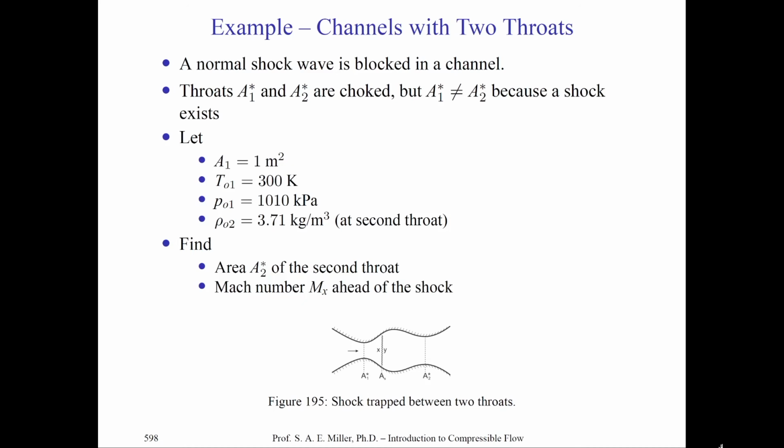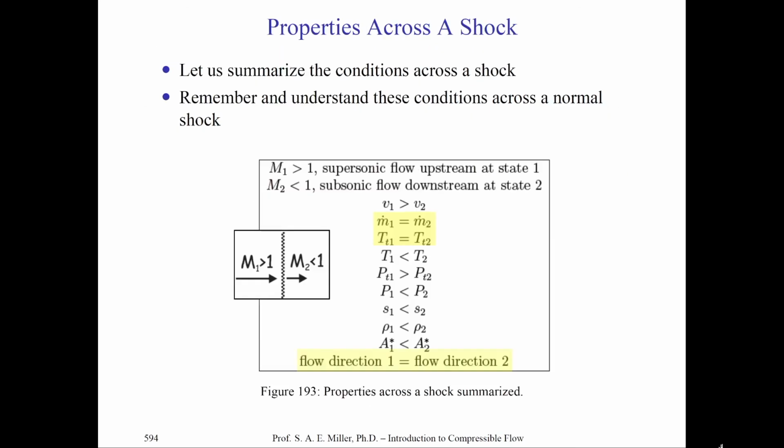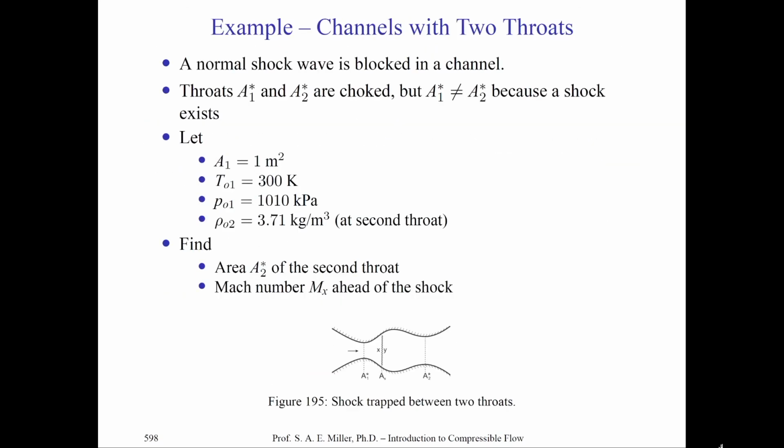Now, however, A1 star is not equal to A2 star because, of course, a shock exists. And you know from the normal shock relations that A2 star must be larger than A1 star because of the standing normal shock, which we just reviewed in slide 594. So indeed, we'll have some numbers to make this a numerical example. We'll let A1 equal 1 meter squared, T01 is 300 Kelvin, P01 is 1010 kPa, which is 1.01 megapascal, which is a lot. And the stagnation density of the second throat, not the first, is 3.71 kilograms per meter cubed.